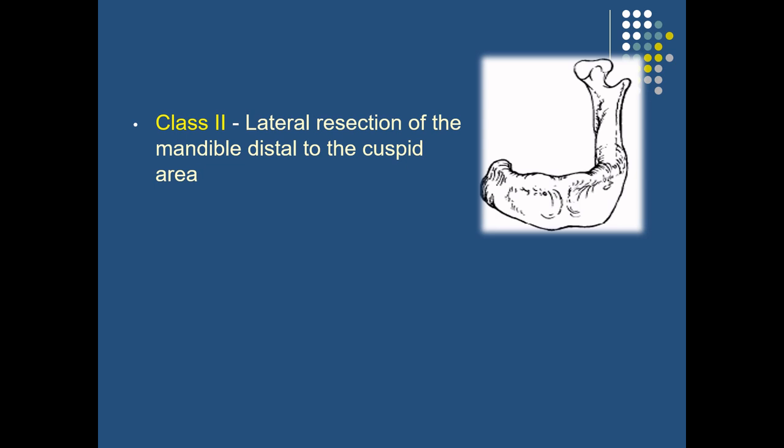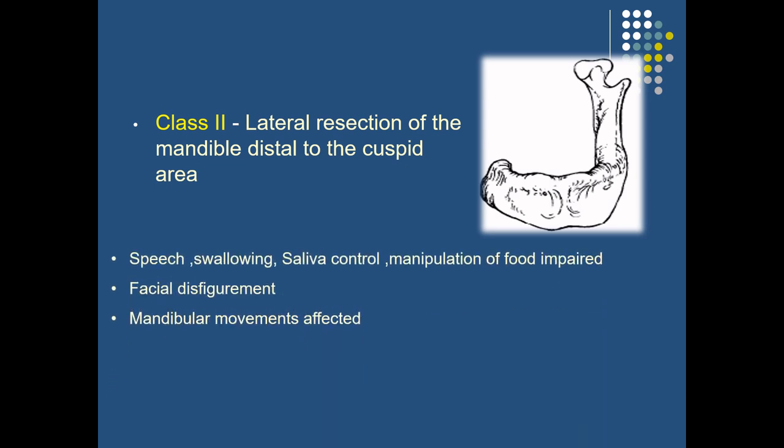Coming to class 2, that is lateral resection of the mandible distal to cuspid area. So here you can see the condyle, ramus and body of mandible, that is distal to the canine, is being resected along with their associated structures. The features include speech, swallowing, saliva control and manipulation of food impaired. Obviously there will be facial disfigurement, and the mandibular movements are also affected because of the loss of muscles of mastication, and there is disarticulation.